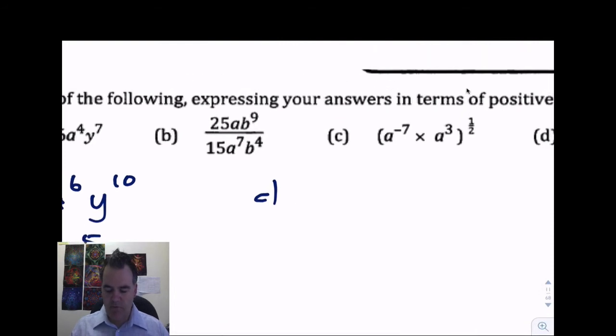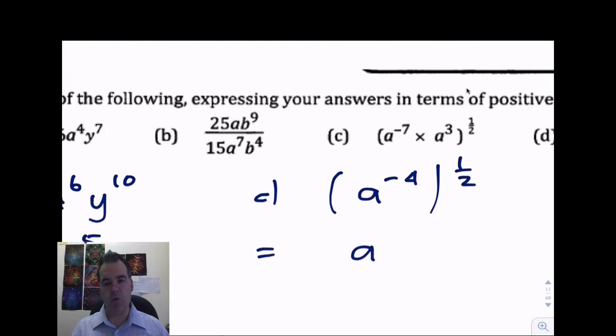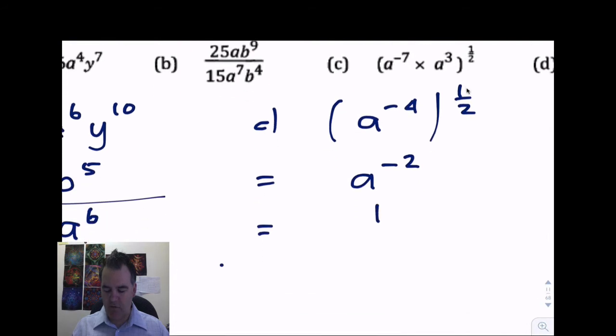C. I would first deal with the brackets. So a to the negative 7 times a to the 3. Add the powers. Negative 7 plus 3 is negative 4. Now, we know the rule that says when we've got a power to a power, we multiply those numbers. So negative 4 times a half is negative 2. And a to the negative 2 we can write as 1 over a squared, using our law for negative indices.